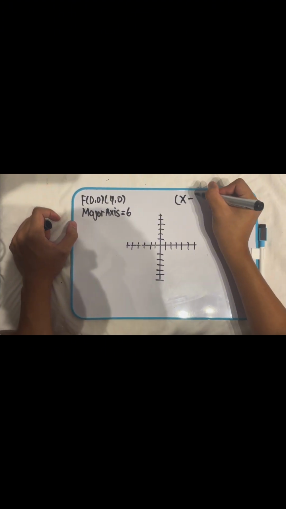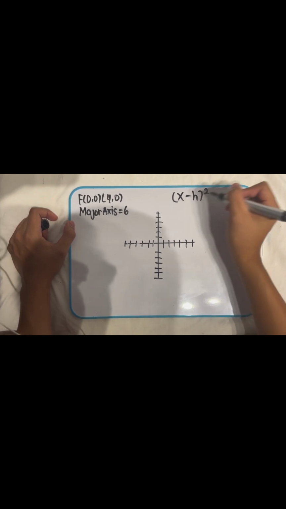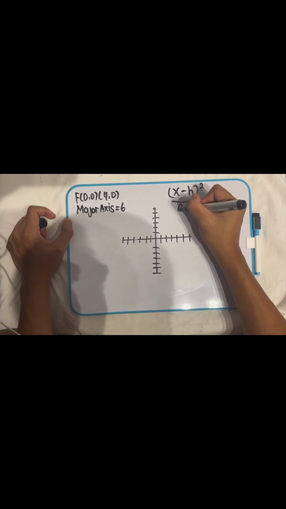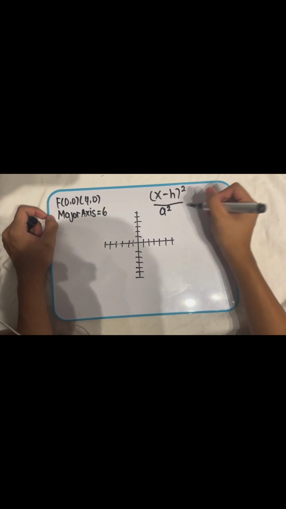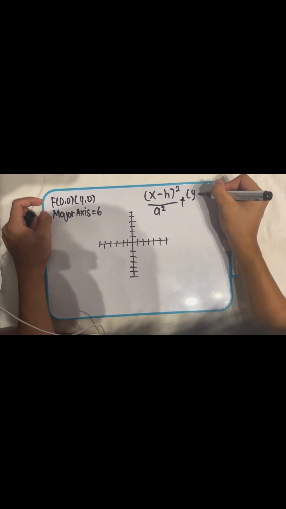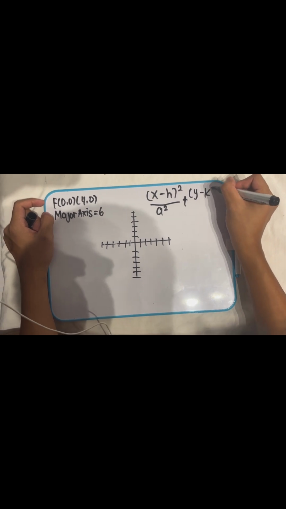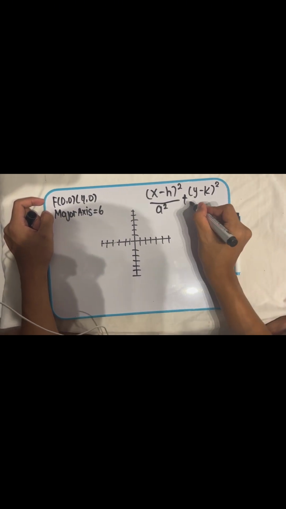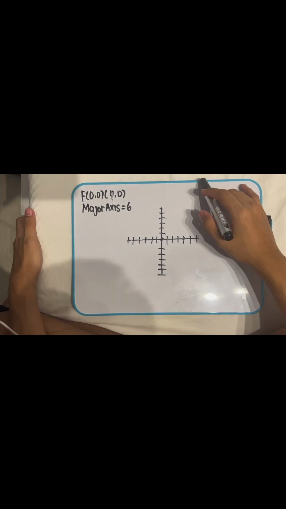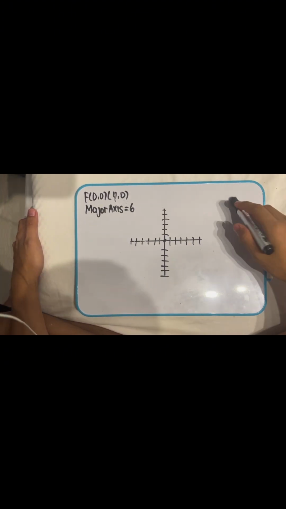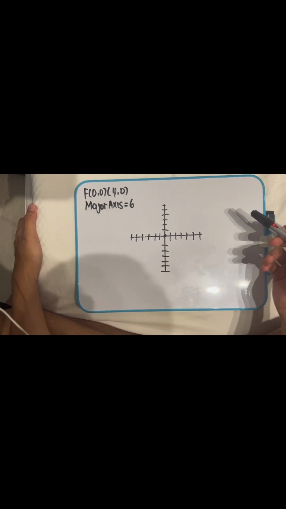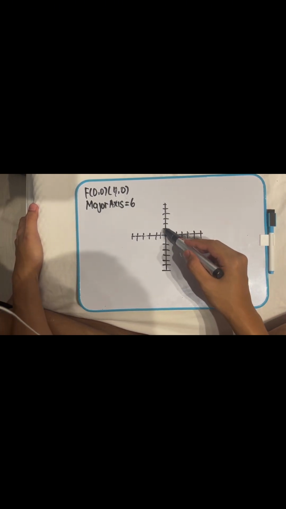(x minus h) squared over a squared plus (y minus k) squared over b squared.